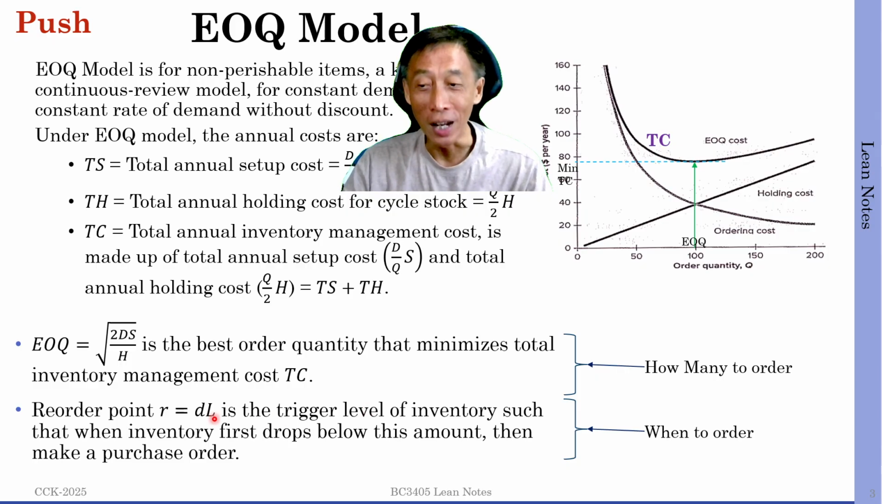And if each day the sale of the tire, the demand from our customer is D tires, example 20 or 30, right? Then one day is 20, 5 days for lead time will be 100. So our reorder point will be 100.